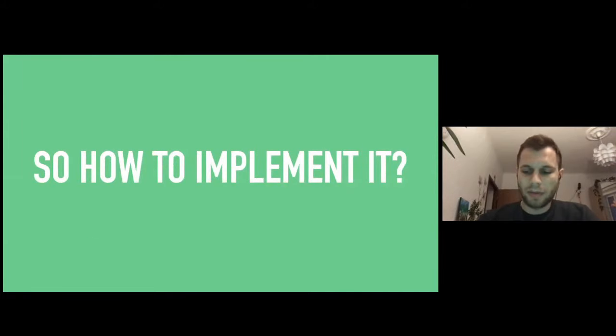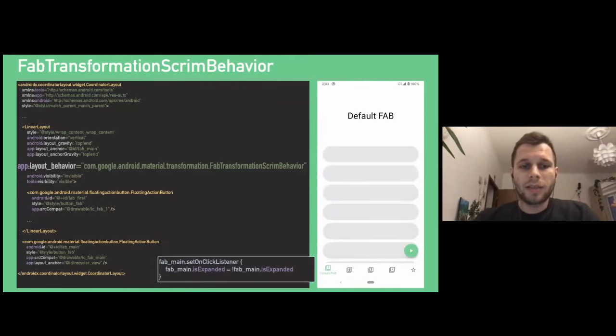But how to implement it if there is no information in documentation? The easiest way is to add, if we have our prepared layout with list and with our floating action button, we can just add a layout with our sub actions buttons, and we just need to add a default behavior. As you can see at the screenshot, I used a fab transformation screen behavior, and that's all.